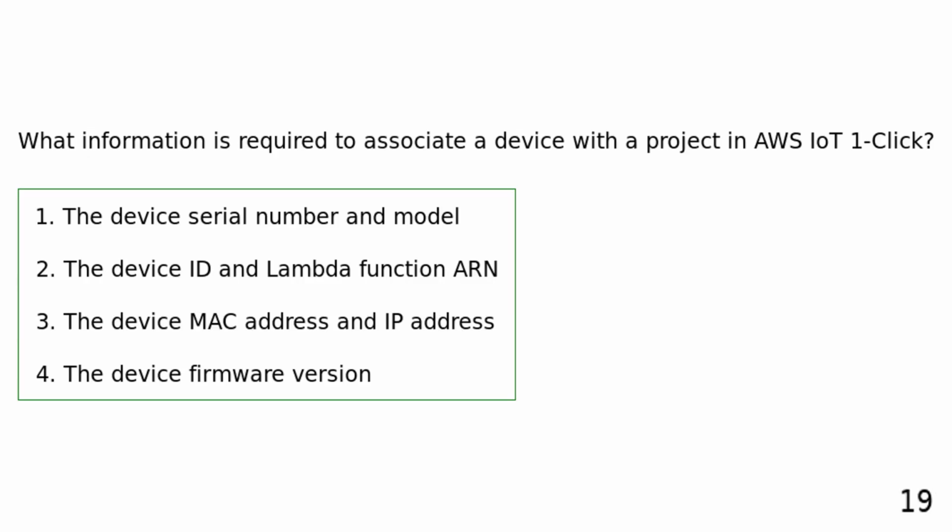What information is required to associate a device with a project in AWS IoT one-click? The device serial number and model. The device ID and Lambda function ARN. The device MAC address and IP address. The device firmware version.